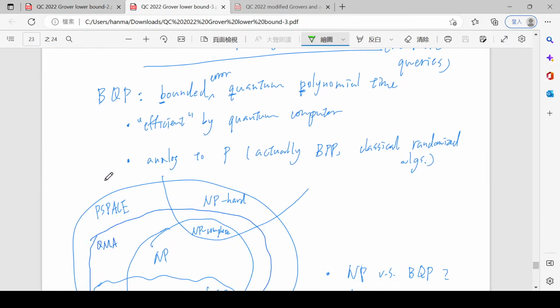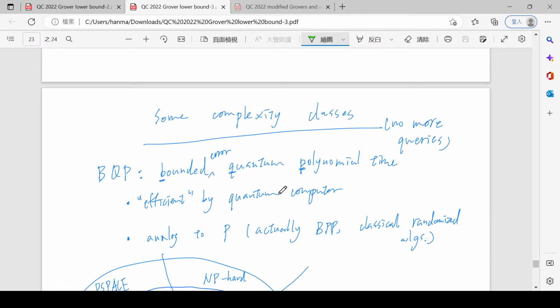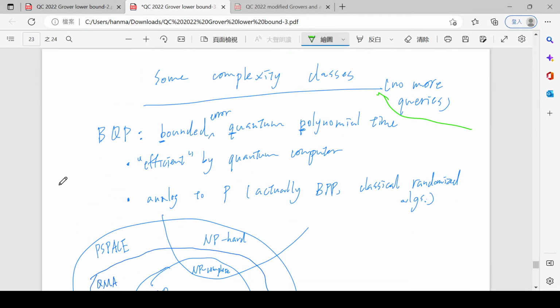I think we actually skipped something. We talked about P and NP, right? But we didn't talk about any quantum complexity class. So here is some catch up. We need to change our mind a little bit. We are out of the query complexity world now. Now everything is time and space complexity. So those complexity classes are basically no query. But anyway, the quantum complexity class that people think most about.